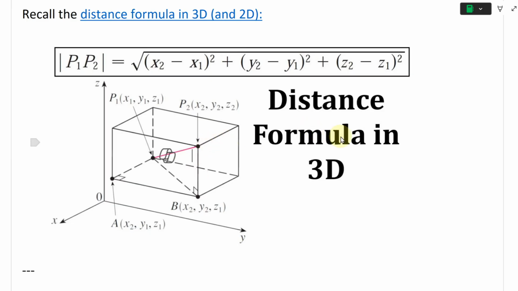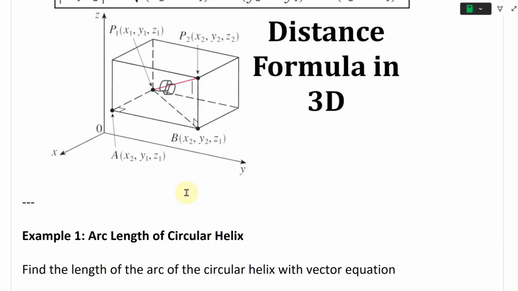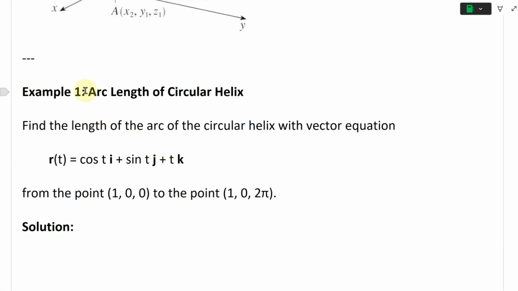So anyways, that's distance from in 3D or 2D when you just vanish the z component. Anyways, let's continue further. And we're asked here, example 1, arc length of circular helix.